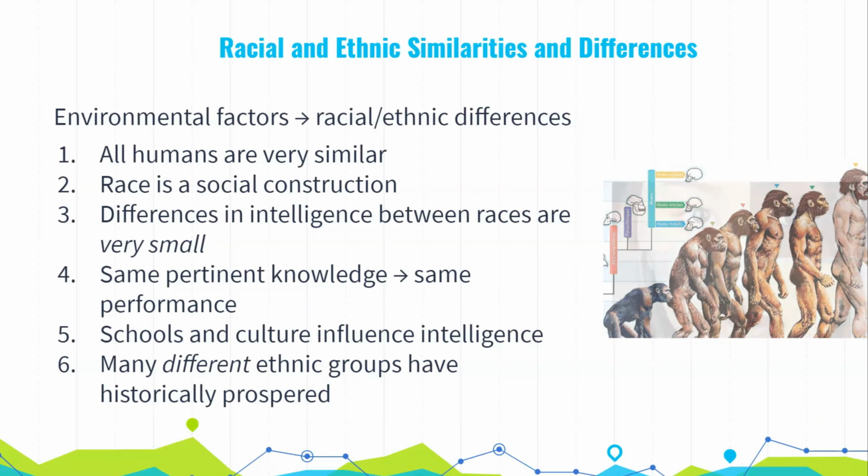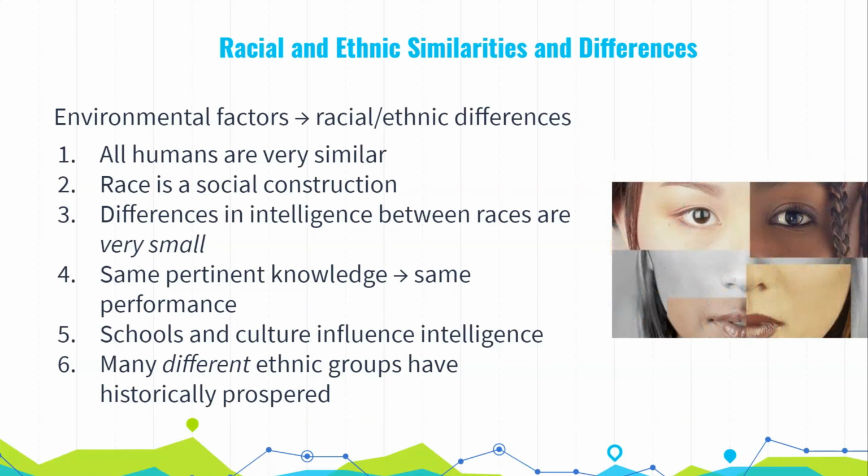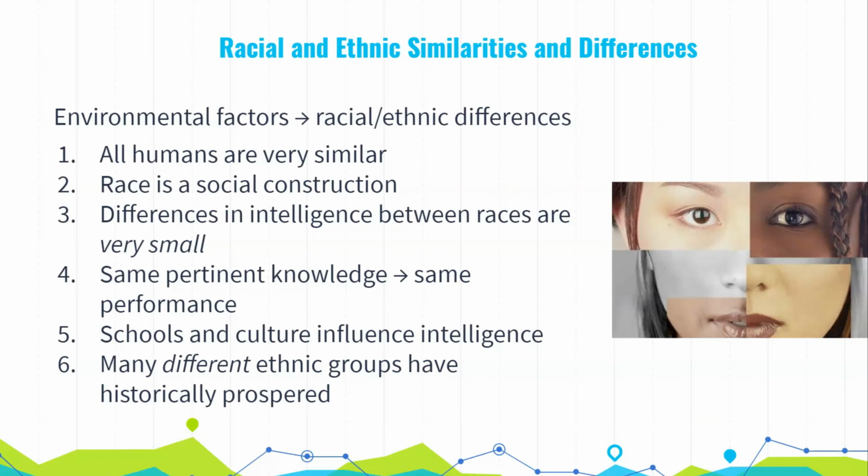Second, race is a social construction. Strict biological definitions of one race or another do not exist. Third, the differences in intelligence among racial groups are comparatively small. For example, the intelligence test performance of today's generation exceeds the performance of the 1930s population by a much larger margin than white people's performance exceeds black people's performance. Fourth, when we compare blacks and whites who have the same pertinent knowledge, their information processing skills are very similar.